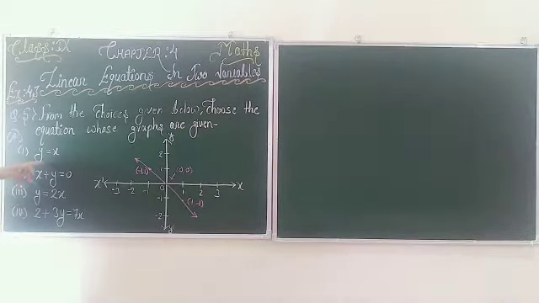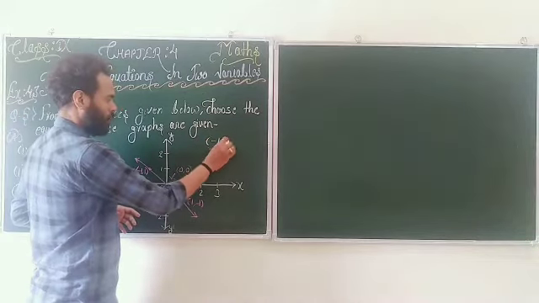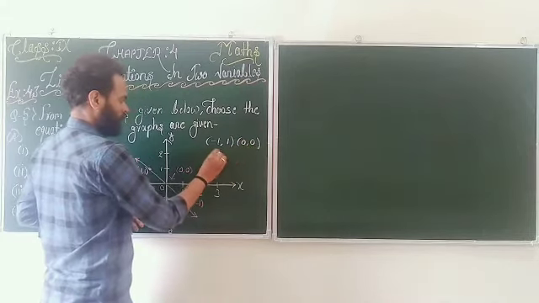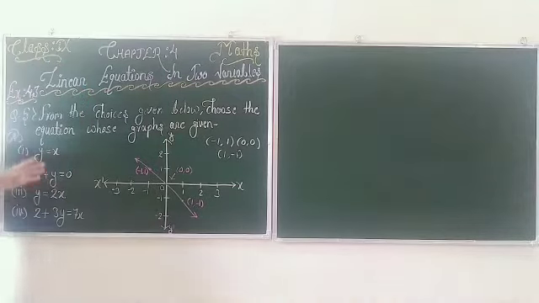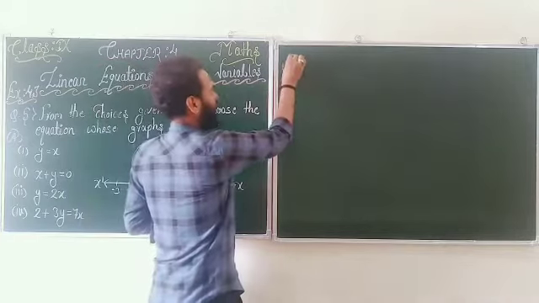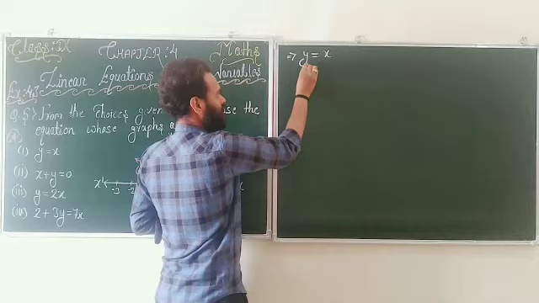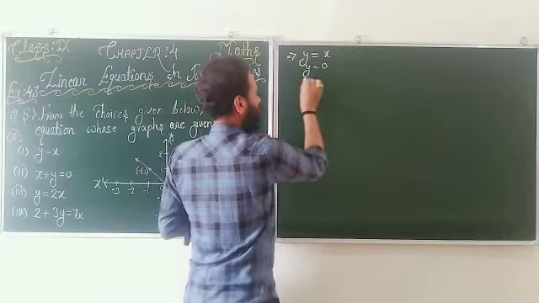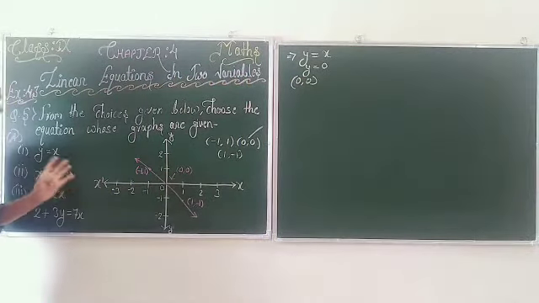So the first equation is y equal to x, and the points or solutions are -1, 1, 0, 0 and 1, -1. These are the solutions belonging to which equation out of these 4? If we check the first equation, y equal to x, and put x equal to 0, we get y equal to 0. So it's a point of this equation.